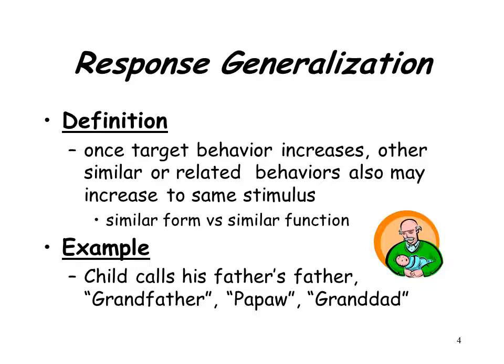Response generalization is when we teach one behavior in response to a situation, and then after that, other behaviors increase. Similar behaviors, or it can be something that is a similar form, or usually what I see is it's a similar function. The example we give here is a child calls his father's father grandfather, or papa, or granddad. Those are all ways of referring to his father's father, but we learn different ways of doing that. This is really important because this will determine whether or not we can adapt to different situations.